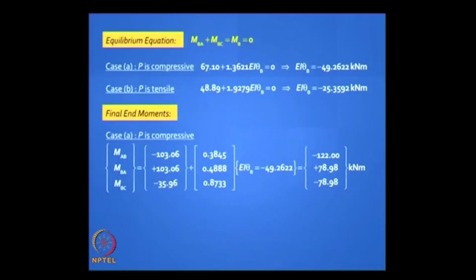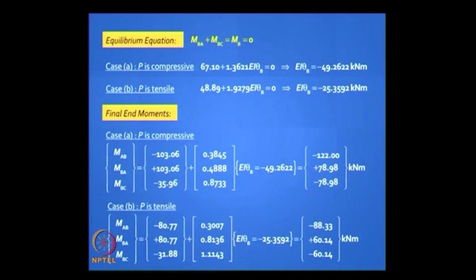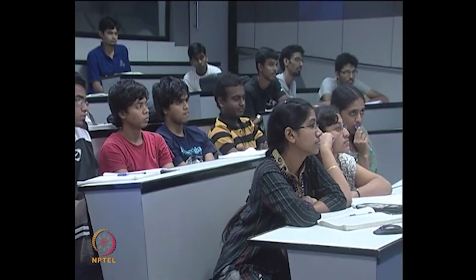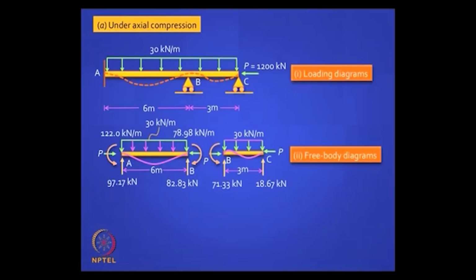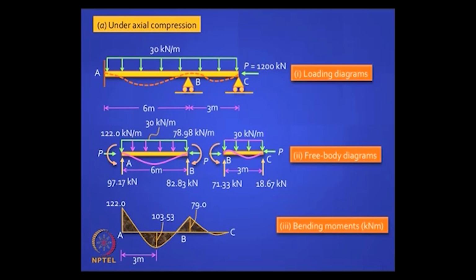Okay. Then you plug in the values of EI theta, this is conventional slope deflection method, get your final moments, that is it. Then draw your free bodies, draw your bending moment diagram.